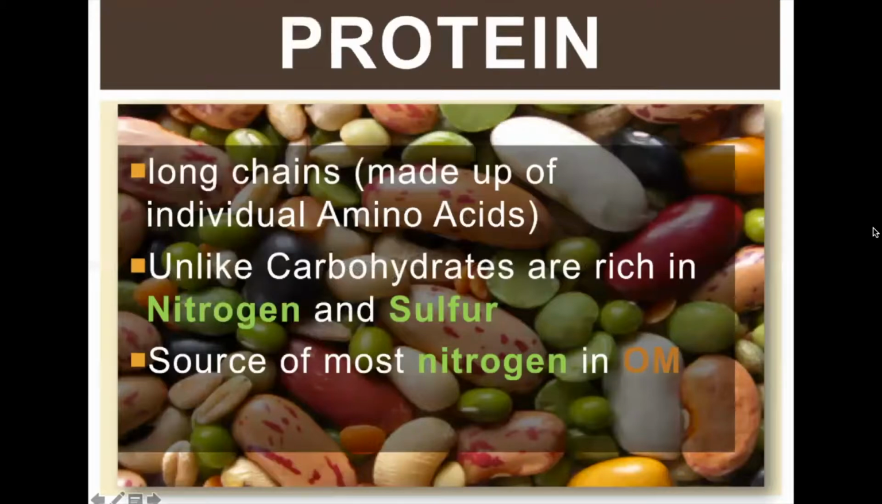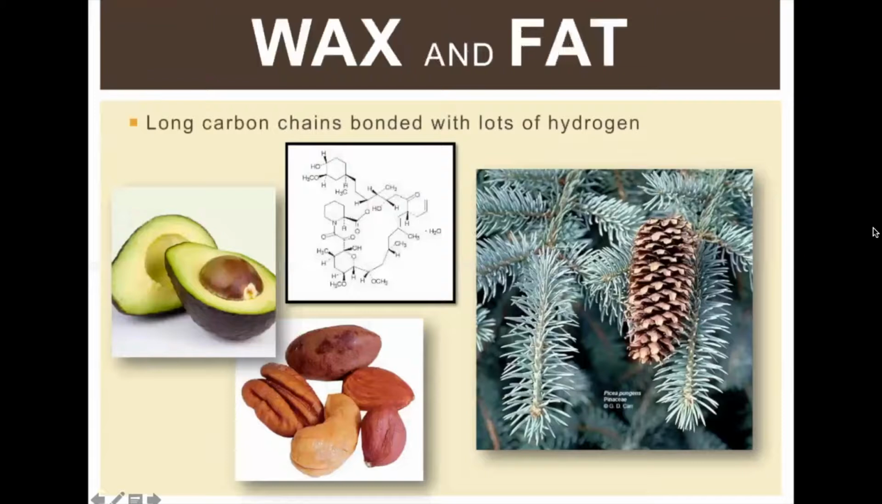Organic matter also provides proteins. Proteins are long chains made up of individual amino acids. Unlike carbohydrates, proteins are rich in nitrogen and sulfur, the source of most nitrogen in organic matter. We also have waxes and fats as well, which are long carbon chains bonded with lots of hydrogen. These fats can be found in fruits and vegetables like avocados and nuts. Waxes can also be found on plant species such as Picea pungens variety glauca, as we see here.